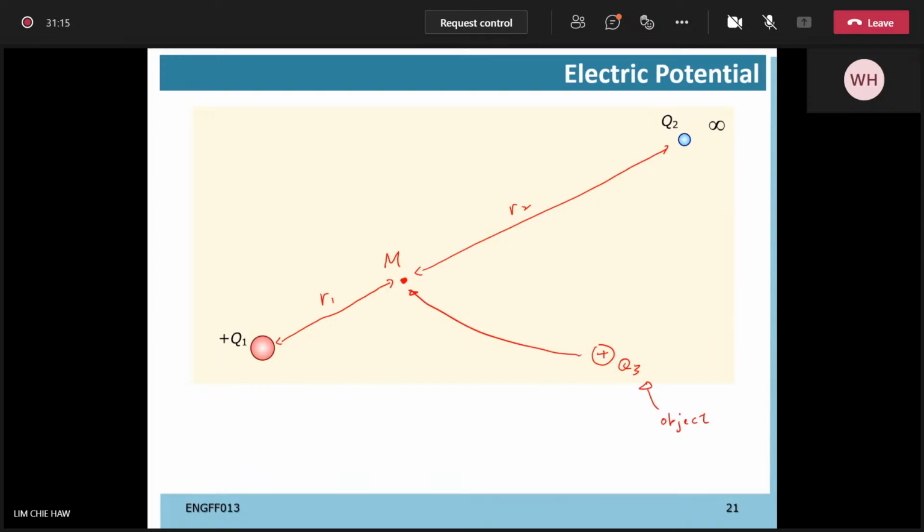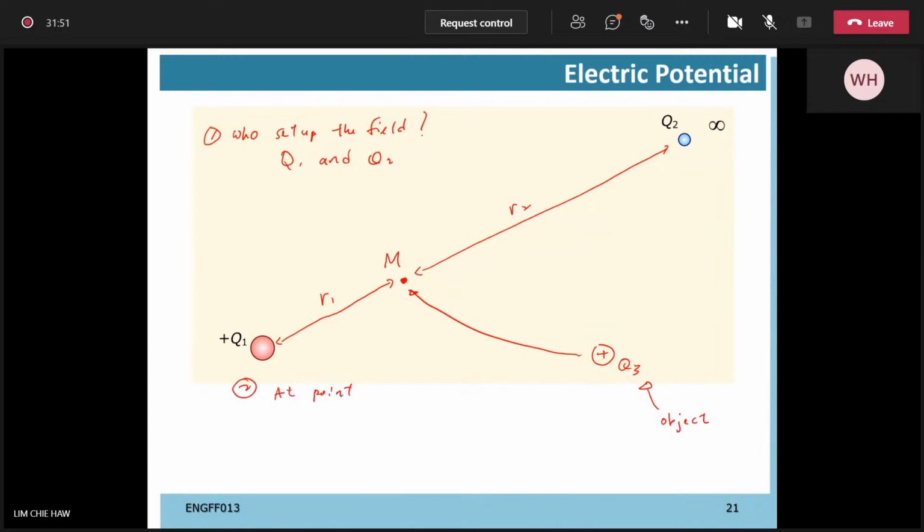So first of all, you have to answer this question. Now, who sets up the electric field? Okay, first question. Now Q3 is the object. You want to bring Q3 to M. Now, who sets up the field? Very straightforward, isn't it? Now, Q1 and Q2 set up the field. Am I right?